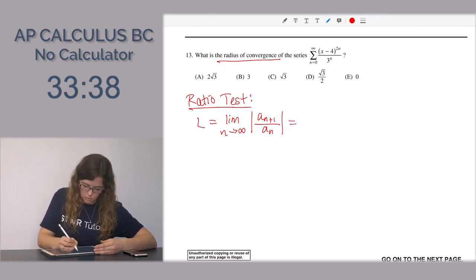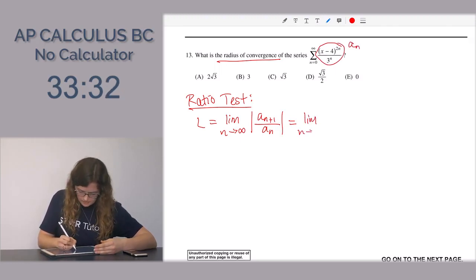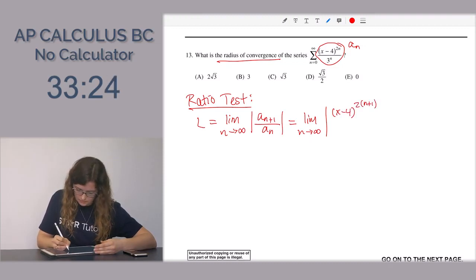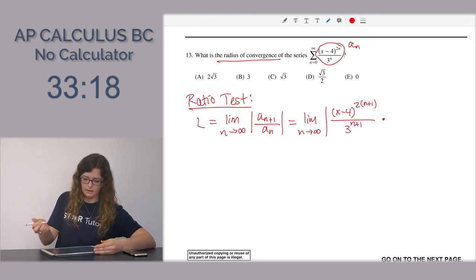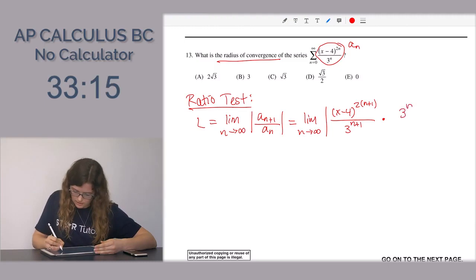So in this case, this whole entire thing is a sub n. So I'm doing the limit, n goes to infinity, absolute value, a sub n plus 1. So I've got x minus 4 raised to the 2 times n plus 1, be careful there with parentheses, over 3 to the n plus 1. I'm going to multiply by the reciprocal, so 3 to the n over x minus 4 raised to the 2n.